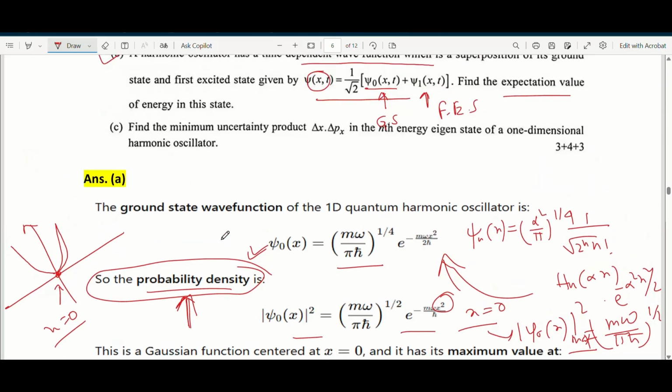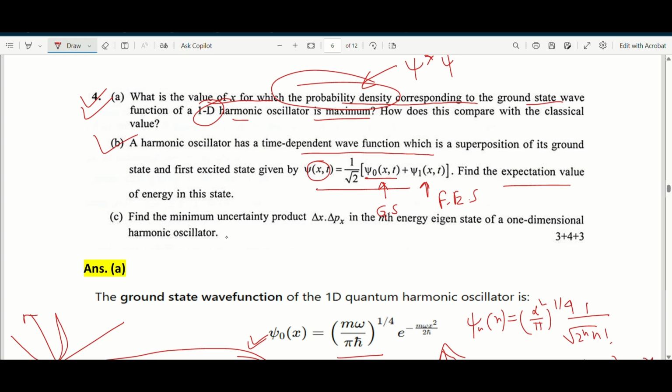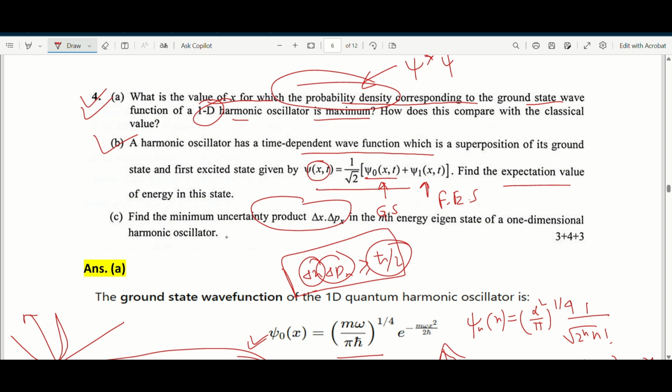Okay, next question: find the minimum uncertainty product of del x and del px. We know that the minimum uncertainty product of del x and del px is h-bar by 2. These are called canonically conjugate quantities. But we have to find the uncertainty product for the nth energy eigenstate of a one dimensional harmonic oscillator. Okay, let's see.